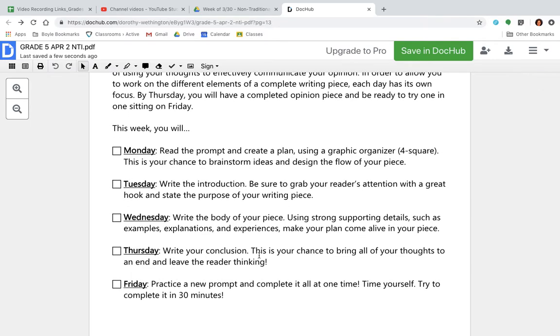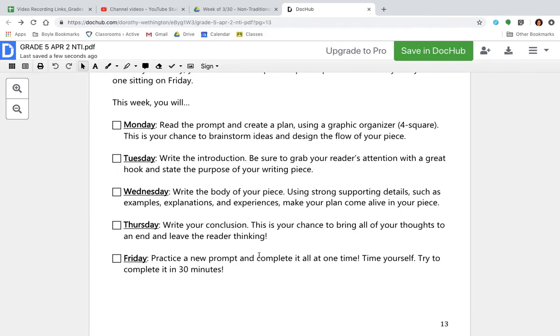Thursday, write your conclusion. This is your chance to bring all of your thoughts to an end and leave the reader thinking. Friday, practice a new prompt and complete it all at one time. Time yourself. Try to complete it in 30 minutes.